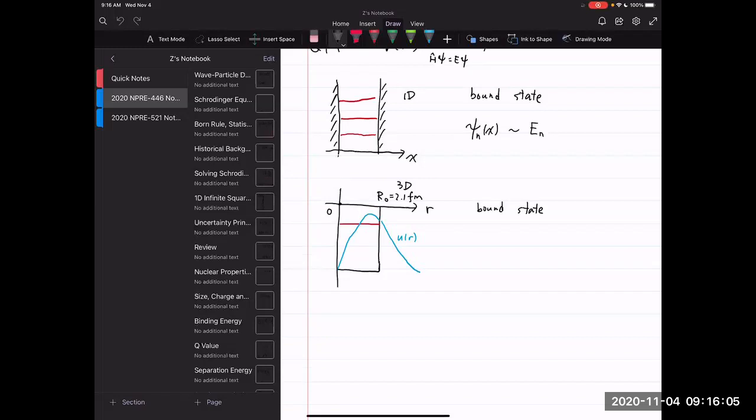This bound state solution applies when the total energy is less than 0. The total energy of the neutron is less than 0. If E is more than 0, then the solution is very different, because in that case, when we try to solve the Schrödinger equation, no matter whether the particle is inside the square well or outside the square well, we have the sine and cosine function. This type of solution is called the scattering state solution.